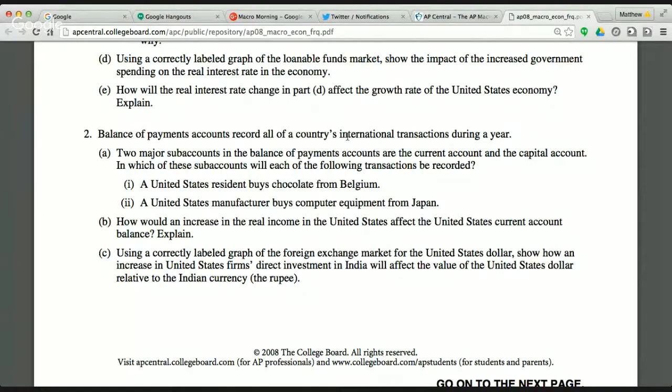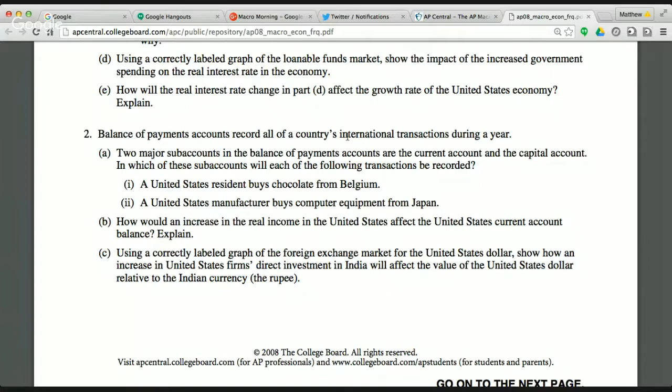C, using a correctly labeled graph of the foreign exchange market for the US dollar, show how an increase in the United States firm's direct investment in India will impact the value of the United States dollar relative to the Indian currency, the rupee. You don't even need to know what the rupee is. But you're drawing what market? The dollar. So you have price of dollar, quantity of dollars, supply of dollars, demand of dollars.